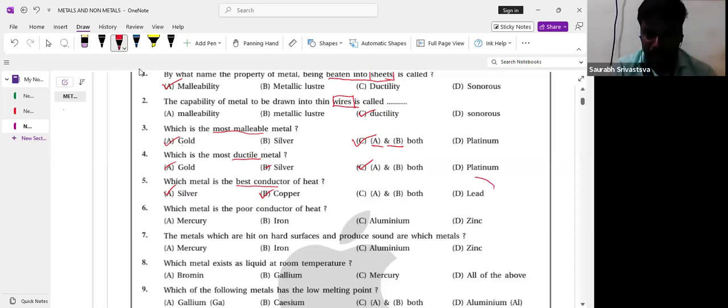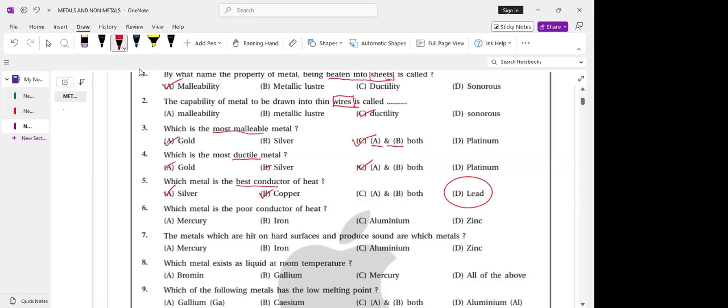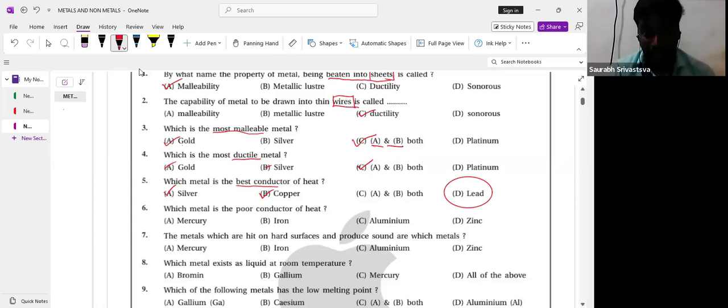And lead is a poor conductor. And mercury also is a poor conductor. You know that lead and mercury are poor conductors. Cesium is a poor conductor of heat. And gallium is a poor conductor. And poor conductor of heat. So mercury is a poor conductor of heat. Here you should add lead.